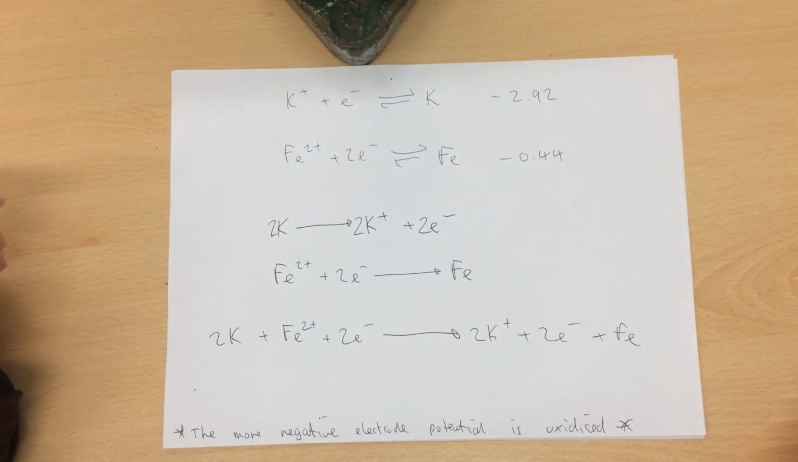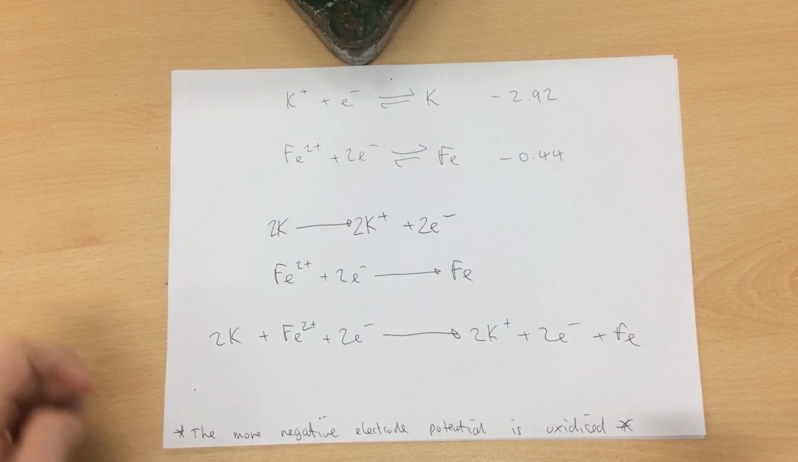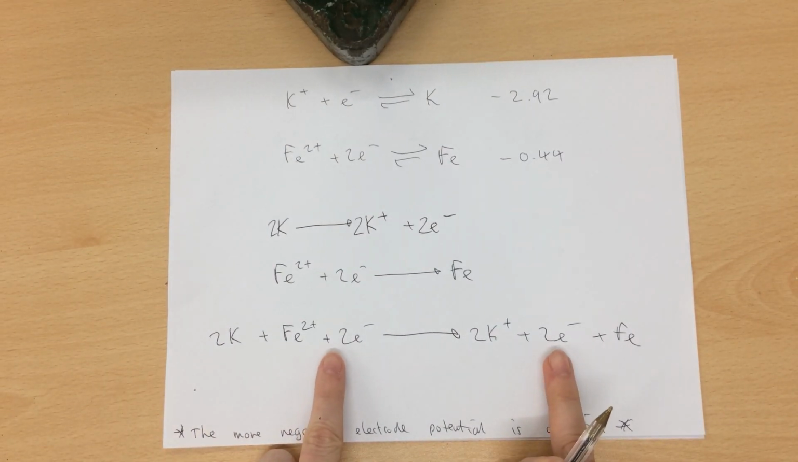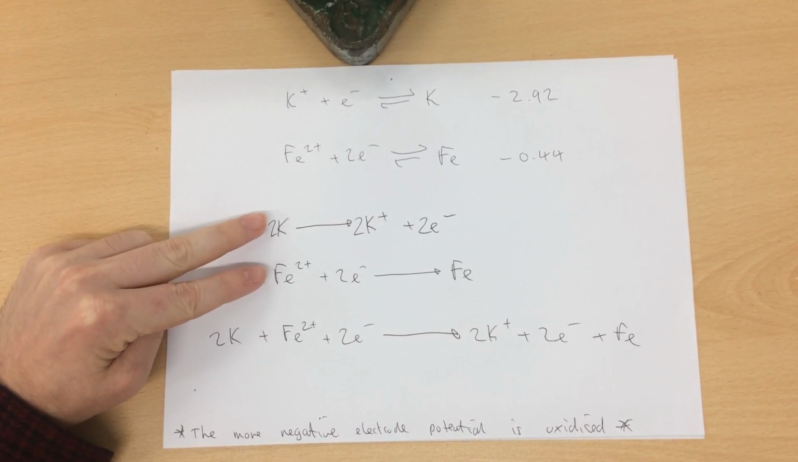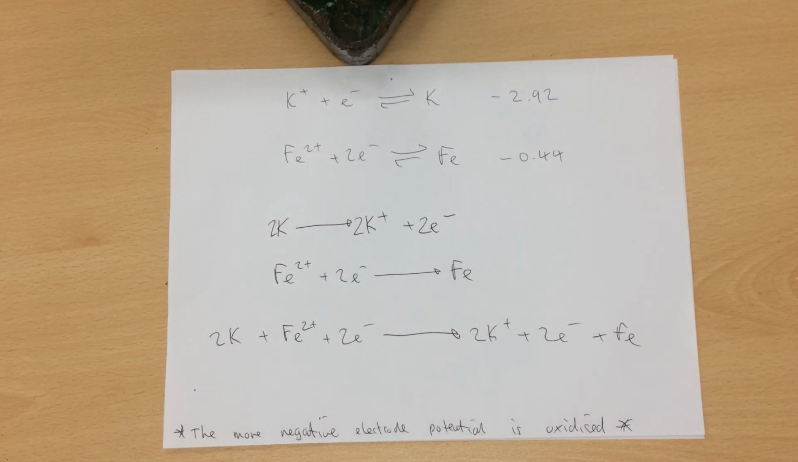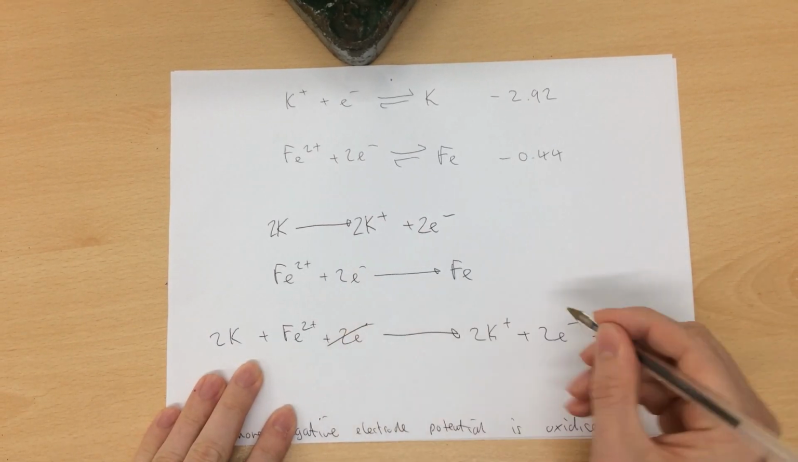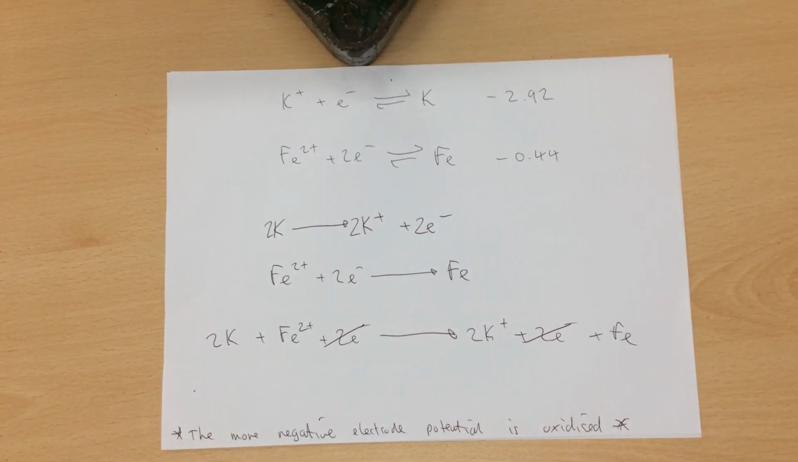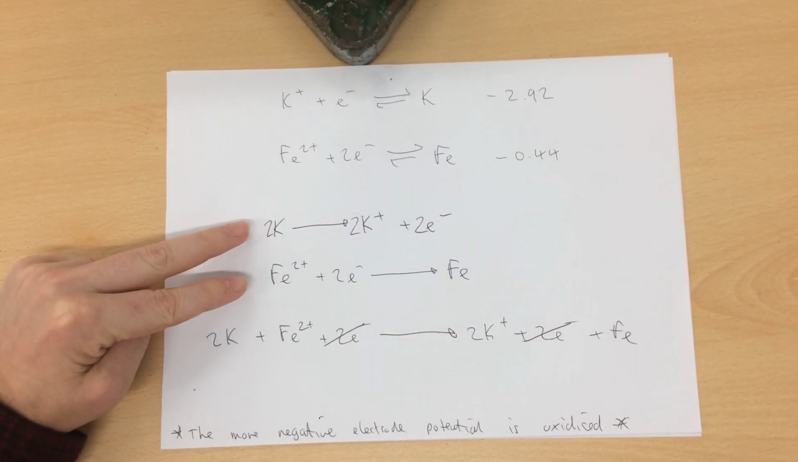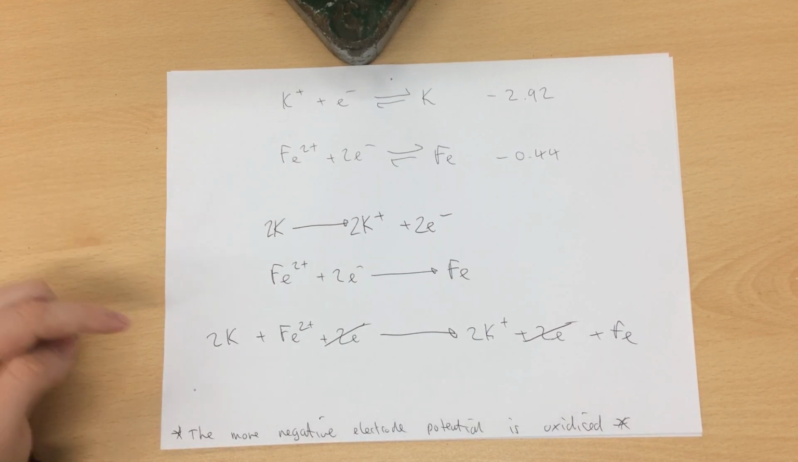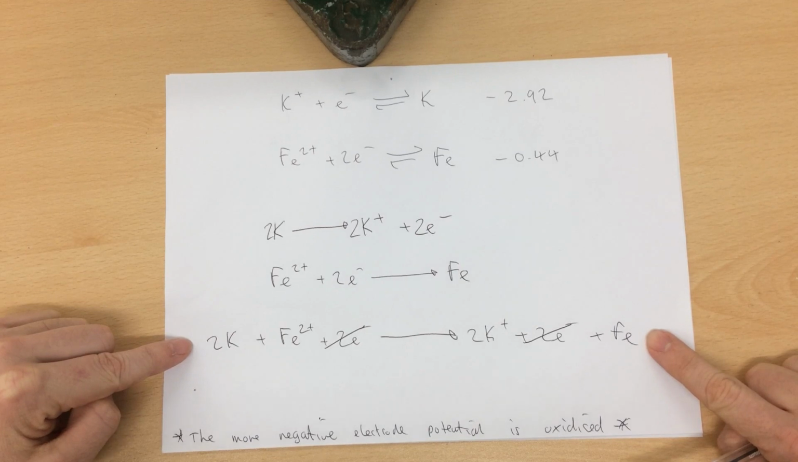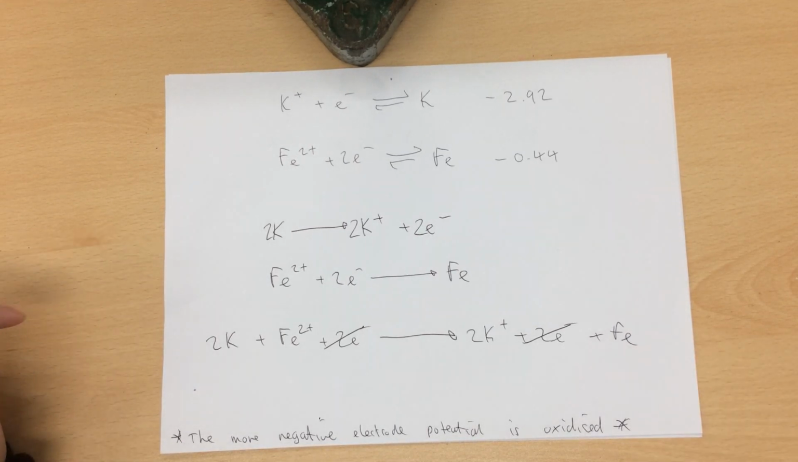Step 3, the final step, we cancel out anything that's the same on both sides. Now, if you've balanced your electrons in step 2 correctly, your electrons should always cancel out. If your electrons don't cancel out, you haven't balanced your electrons correctly, so go back and do it again. It may be the case that other things can cancel. Maybe you'll have some H pluses on both sides or some waters on both sides. If that's the case, cancel them as well.